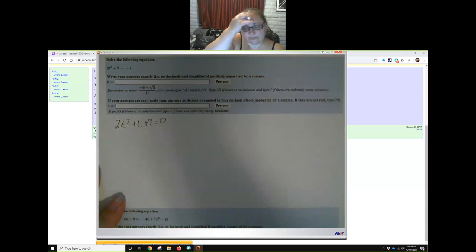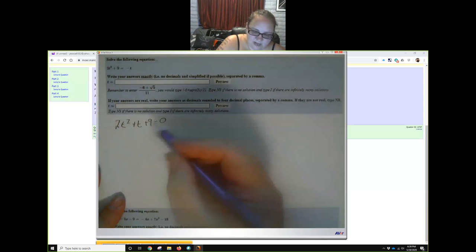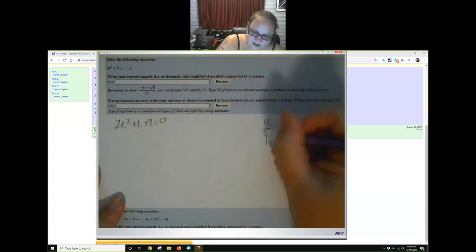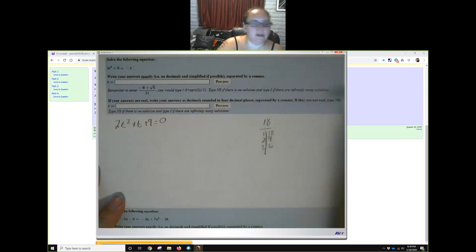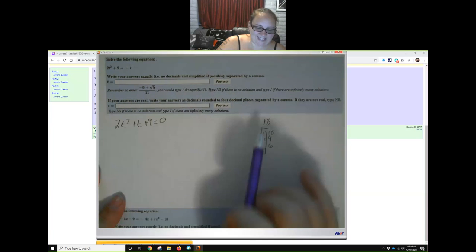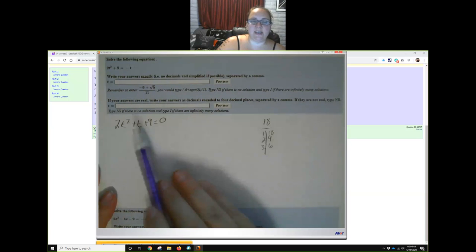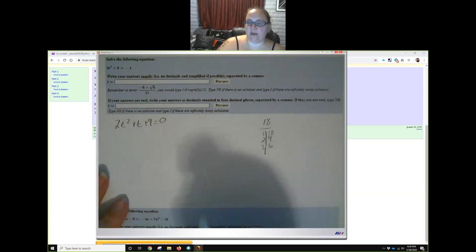And then I would multiply the 2 times the 9. That's 18. I'd have 1 and 18, 2 and 9, 3 and 6, 4 no, 5 no, and I'm at 6, so my chart is done. There are no two numbers that multiply to 18 and add to 1, so this is the case where I would have to do the quadratic formula.